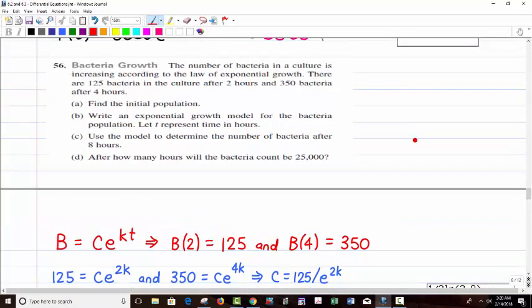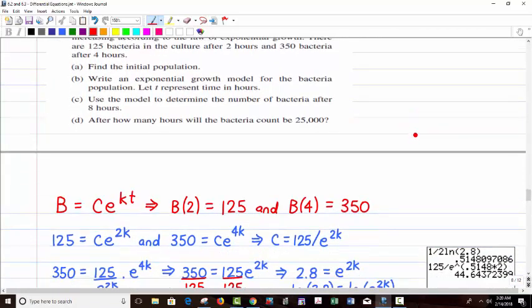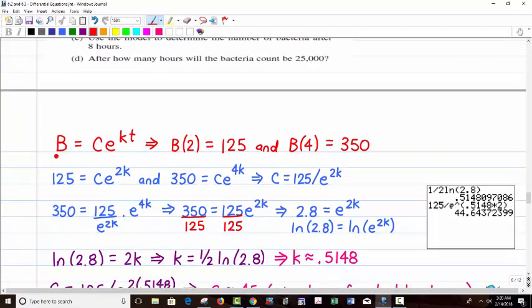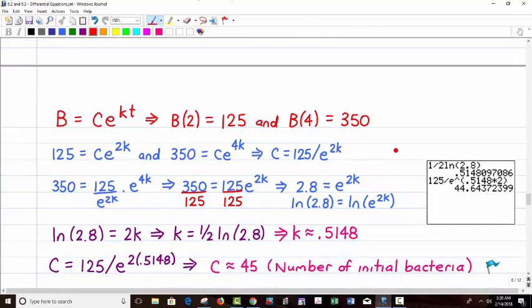I just use B for bacteria. You can use Y every time; it's not mandatory. I used P because the last one said it was P. So B of 2 at time 2, we got 125. B of 4 is 350. So what I did is set up 2 equations here. 125 equals C e to the 2k, because t is 2. 350 equals C e to the 4k. So now we have 2 equations, 2 unknowns. C and k are unknowns. So you can just substitute one into the other.